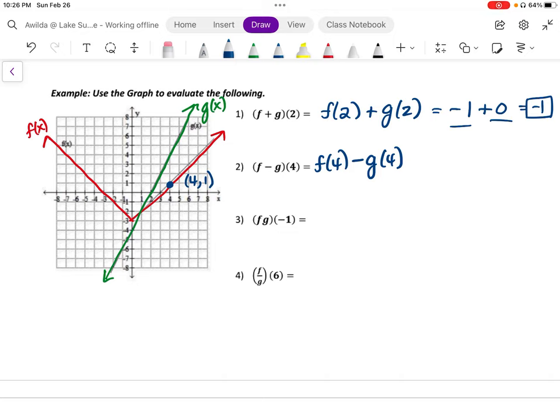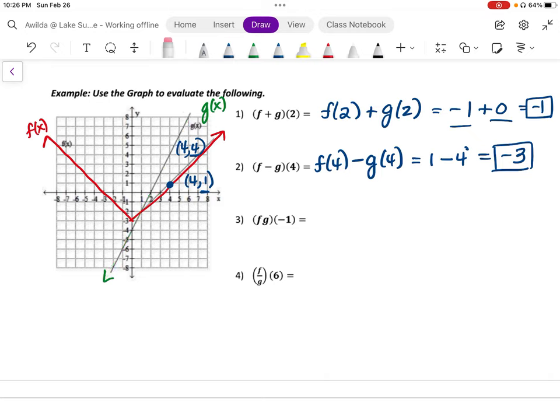And I'm going to do the same thing for g. On the green graph, the ordered pair that has an x coordinate equal to 4 is all the way up here at (4, 4). So the two values that I'm looking for are 1 and 4, those y coordinates. f of 4 is 1 minus g of 4, which is 4. So this is going to simplify to -3.